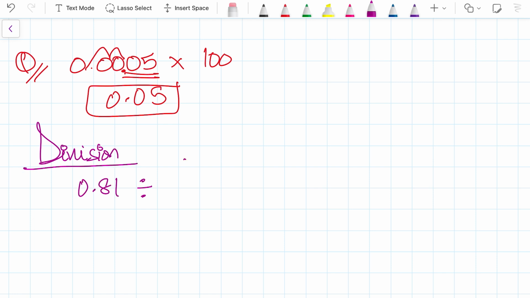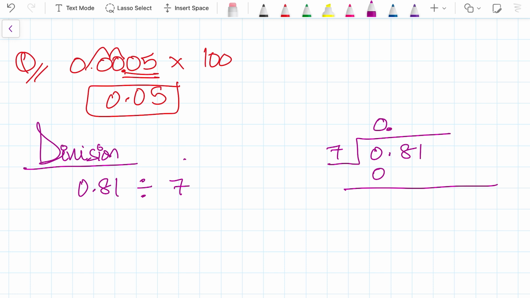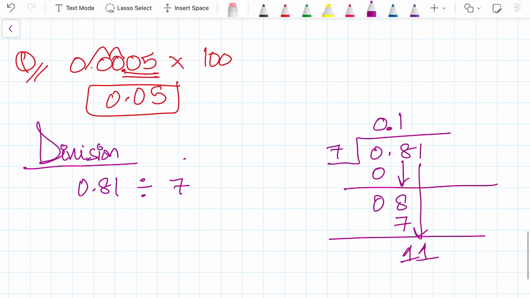0.81 divided by 7. Okay. 0.81 divided by 7. 7 times 0 is a 0. Now decimal goes up, 8 comes down. 7 times 1 is a 7. 1 remainder, 1 comes down. 7 times 1 is a 7.